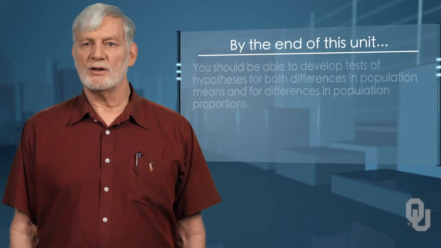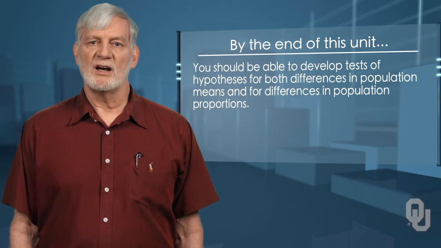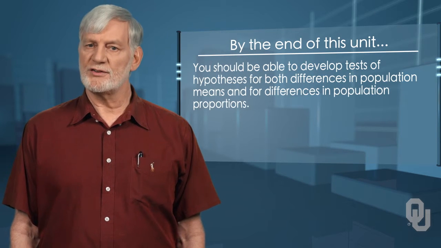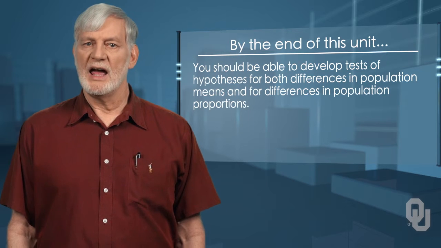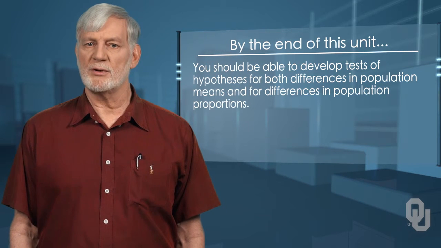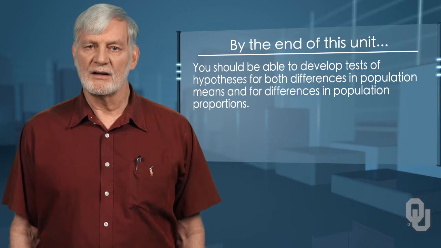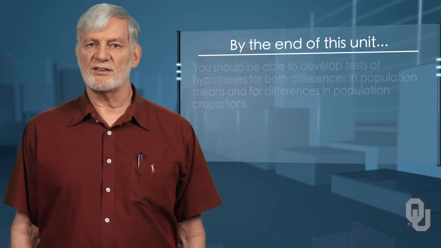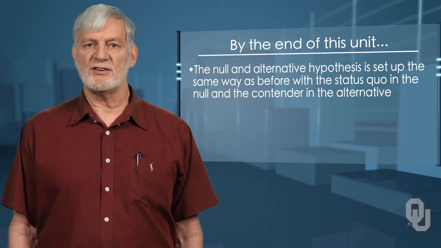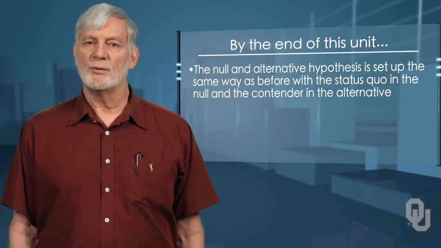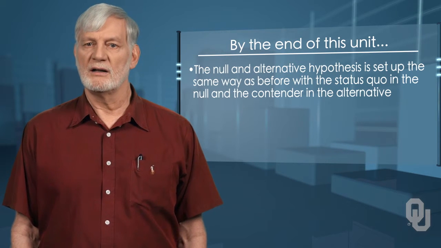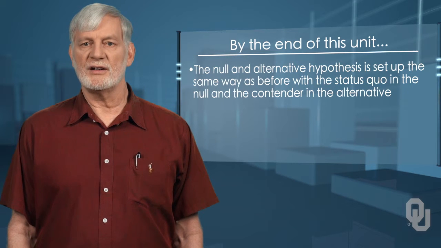By the end of this unit, you should be able to develop tests of hypotheses for both differences in population means and for differences in population proportions. The foundation for these tests has already been laid. There will be no change in the process. The null and alternative hypothesis are set up the same way as before, with the status quo in the null and the contender in the alternative.